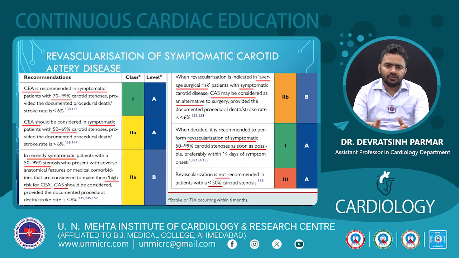Now coming to symptomatic carotid artery disease, if the patient is symptomatic, the patient had a history of stroke or TIA within the last 6 months. Now here, if the stenosis is 70 to 99%, it's a class 1 indication for endarterectomy. If the lesion is 50 to 70%, endarterectomy is class 2A indication, and stenting is again class 2A indication.